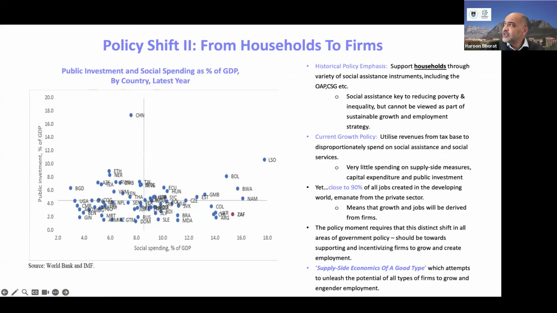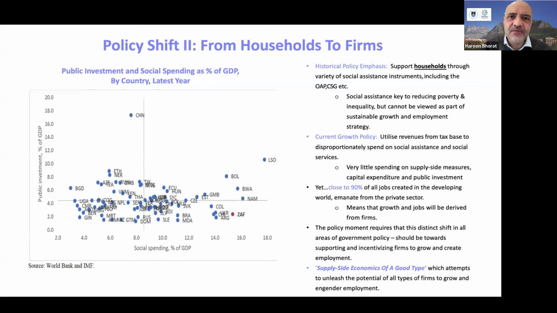But perhaps the hardest to do, and perhaps the most important shift for government, is to move away from what I've called, and I've said this to the president before as well, the shift from households to firms as a policy emphasis. So what do I mean? If you've listened to my language about growth and the fiscus and fiscal support since 1994, government has seen the fight against poverty and inequality and employment generation as occurring through the household. So all sorts of assistance has gone into old age pensions, the child support grant and so on, and even when government thinks about education and housing and electricity, they're thinking about households.